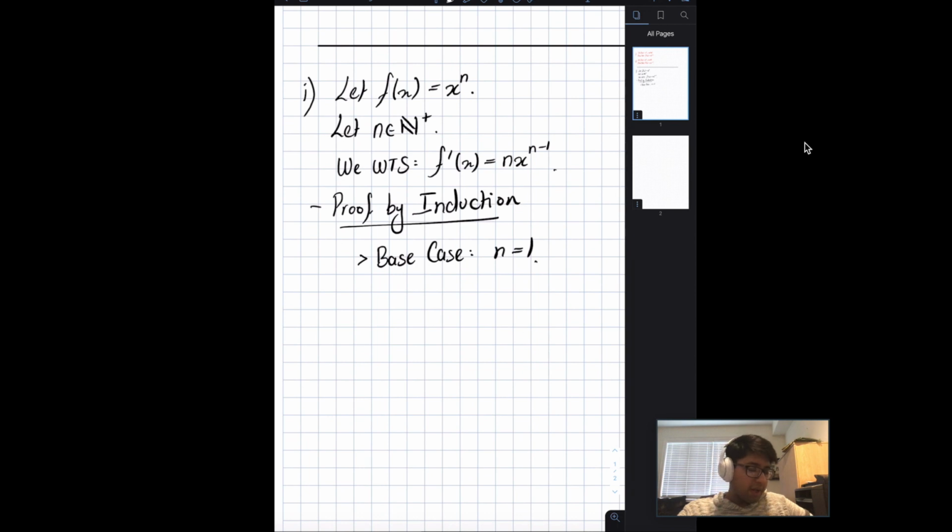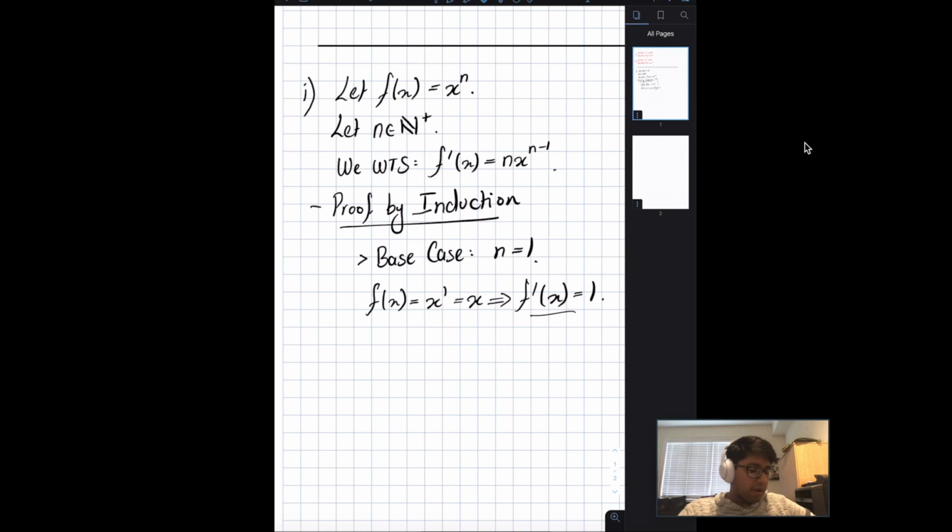So when n equals 1, my function f of x is just equal to x to the power of 1, which is just x. And the derivative of x is just 1. Now notice over here that the argument is not circular. In computing this derivative, I'm actually not using this identity.